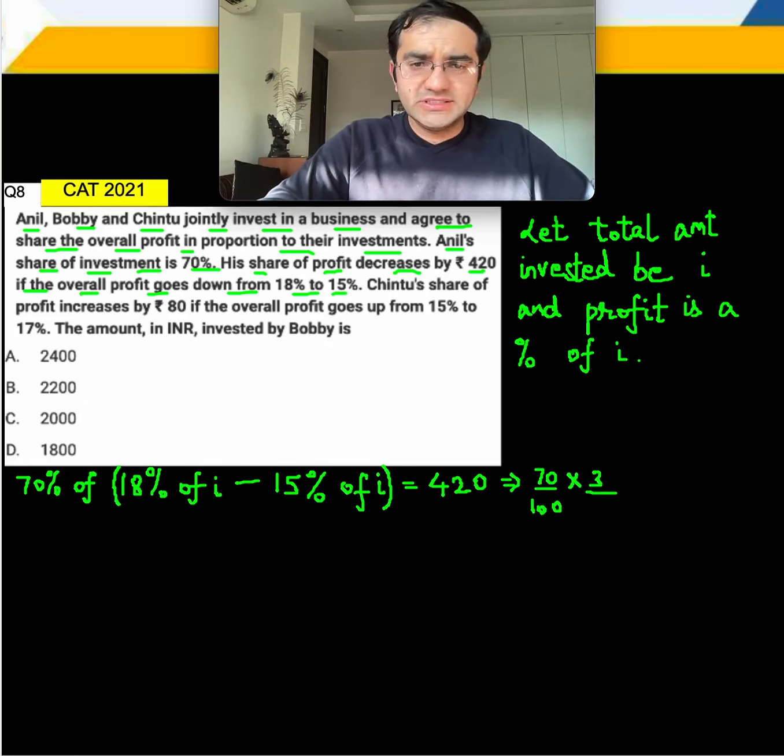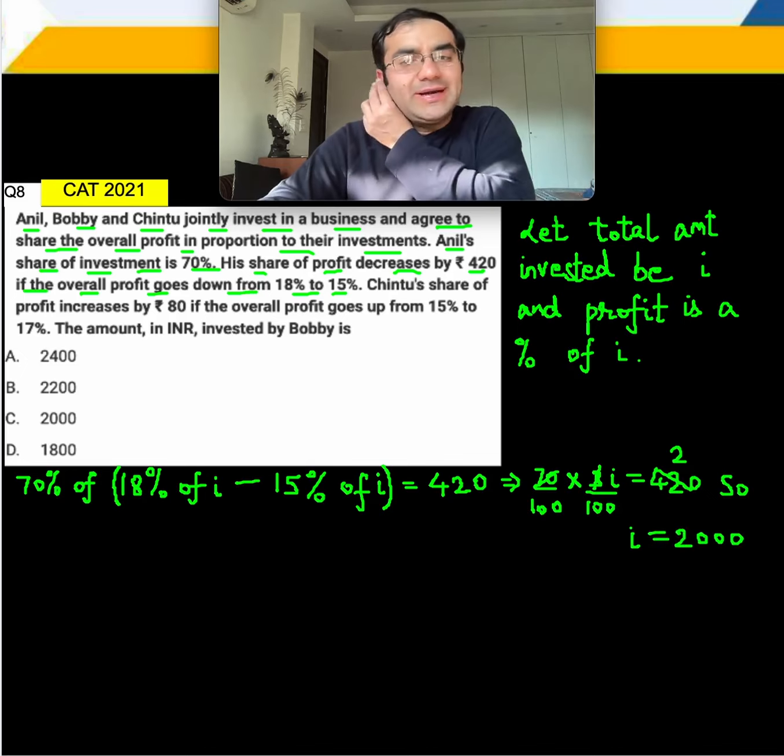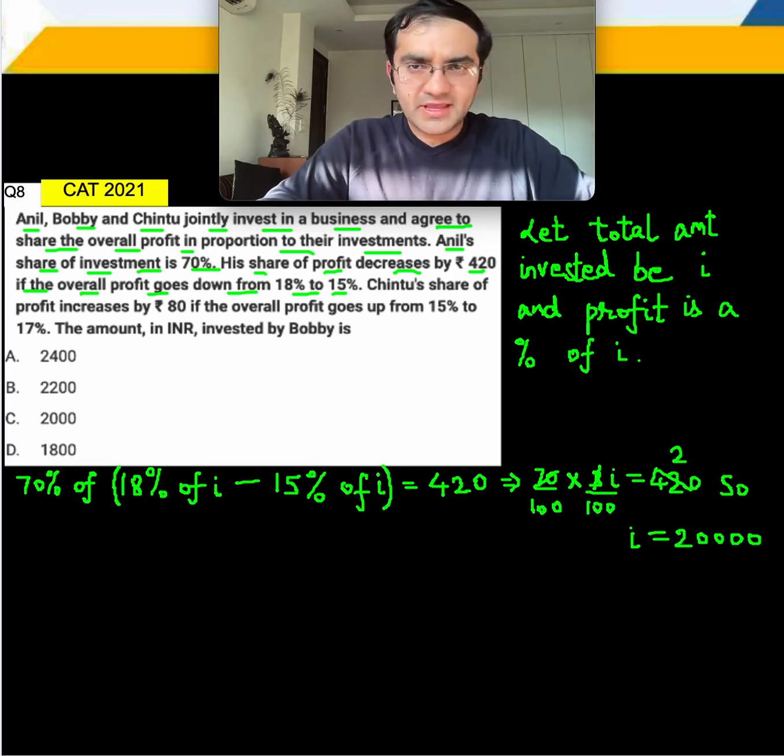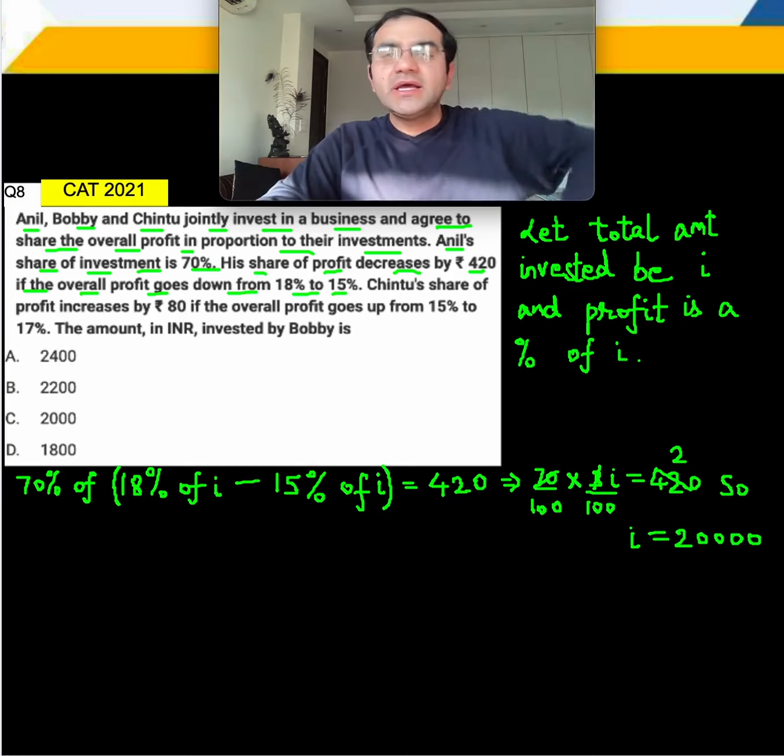Quickly calculate this. 18 minus 15 is 3% of I, which is 420. Cancel out the terms. You get your investment value as 20,000 rupees. Investment amount is 20,000 rupees. Now we come to Mr.